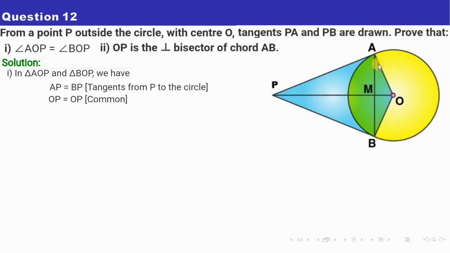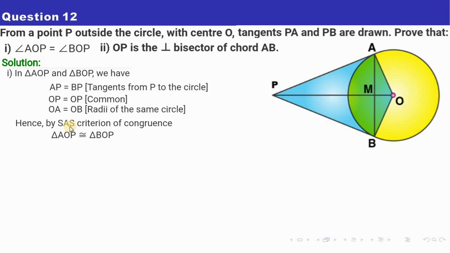And which one is left now? This side and this side are left, that is AO and OB, right? So OA and OB will both be equal because they are radii of the same circle. OA is also a radius, OB is also a radius. So if all the sides are equal in both the triangles, using SSS, I'm sorry, this is SSS, not SAS. So using SSS, we can conclude that these two triangles are congruent. Please note that this is SSS.